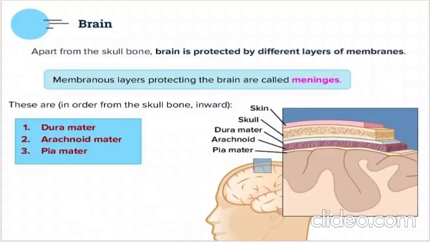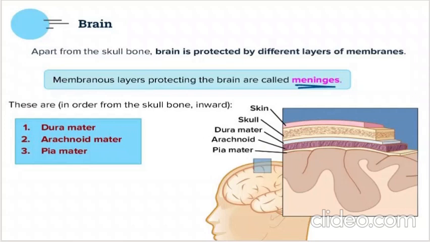Apart from the skull bone, the brain is also protected by many layers of membranes. It's not that after the cranium the brain comes directly. Before the brain, there are a few more layers of membranes. These membranous layers protecting the brain are known as meninges.